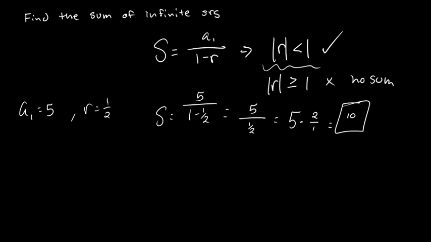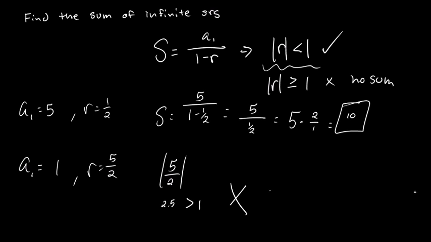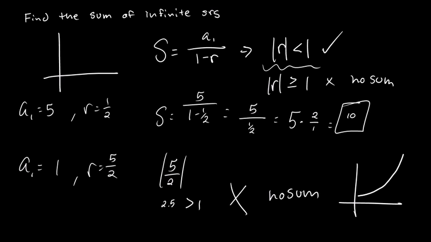And another example would be a sub 1 equals 1 and r equals 5/2. Here, the absolute value of 5/2, or 2.5, is greater than 1, so that means there would be no sum. And really the big idea is if you graph these two different examples, this graph would keep going up and up as you add each term. It's going to approach infinity, so there's no definite sum here.